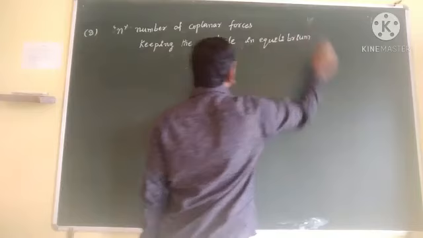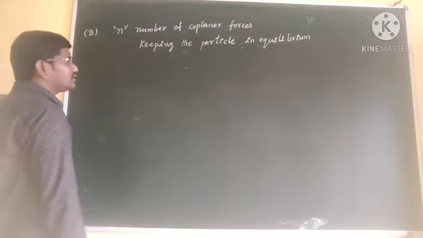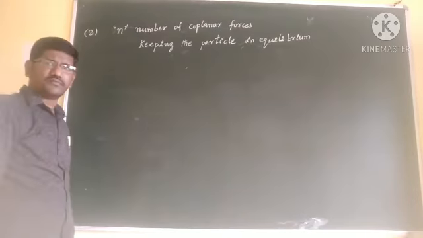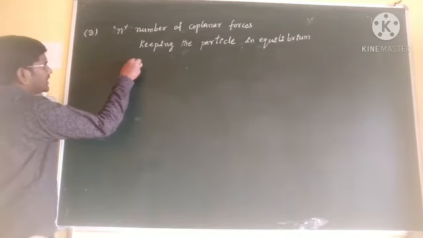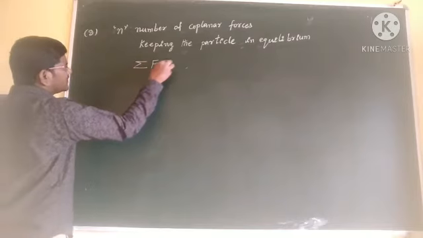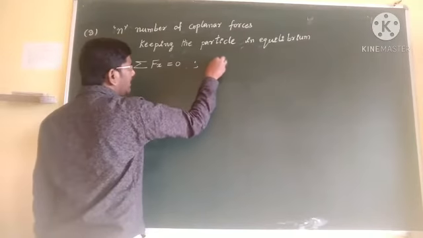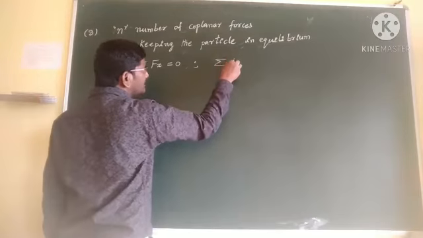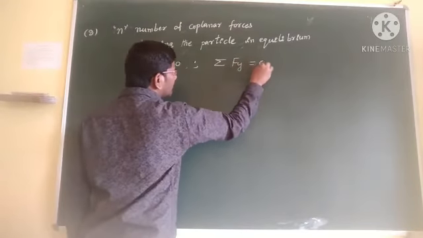So n number of coplanar forces keeping the particle in equilibrium. Then the algebraic sum of the forces in the x direction must be 0. So that is sigma Fx equal to 0, and the algebraic sum of all the forces acting on the particle in the y direction is equal to 0.